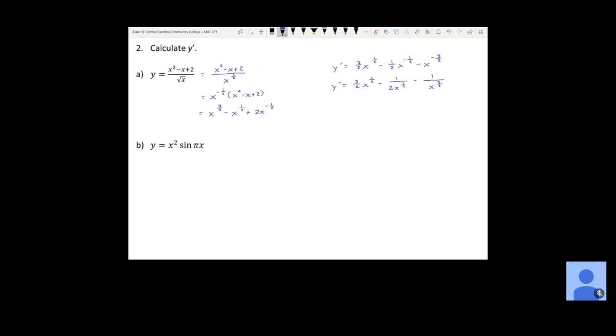And if you want to see the quotient rule way, just take a look at my solutions for the practice test. I did quotient rule on that one and showed you how to simplify it and everything. All right, let's take a look at B. So what are we going to have to do to find the first derivative for B?